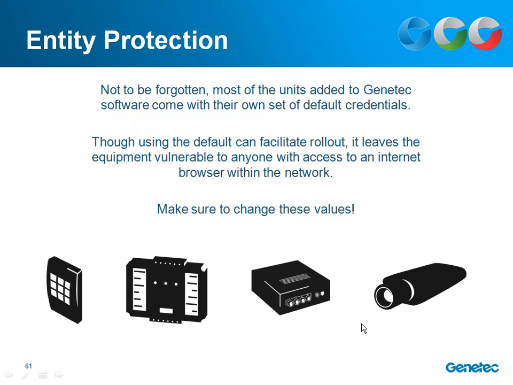Now the last section I'd like to take a look at today is on entity protection. Most of the units that are added to Omnicast or Security Center, such as cameras or access controllers, come with factory default credentials. Although it's easy to add the units using the default username and password associated with a brand of equipment, it leaves the units vulnerable to anyone who knows the default credentials and has access to an internet browser within the network. As with any default password on the system, make sure you change the default passwords on your units as well. Just be sure to keep the passwords in a safe place so you have access to them when you need them.